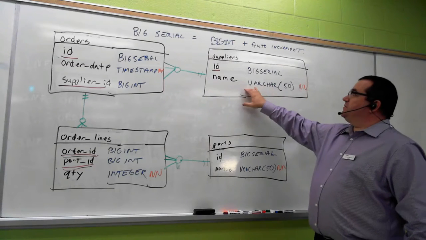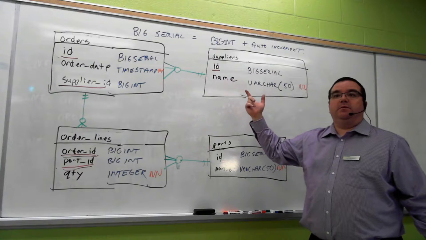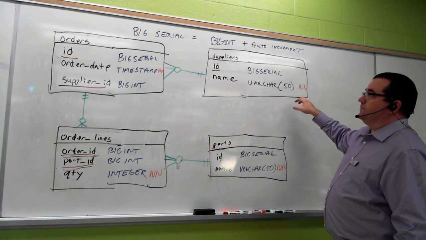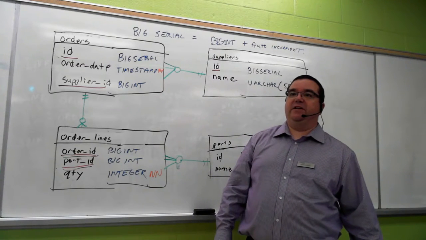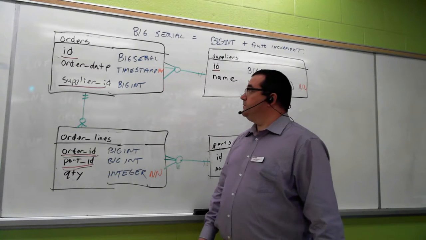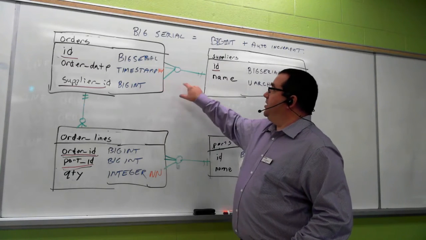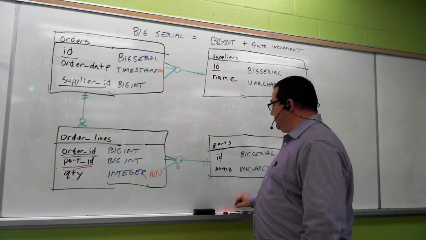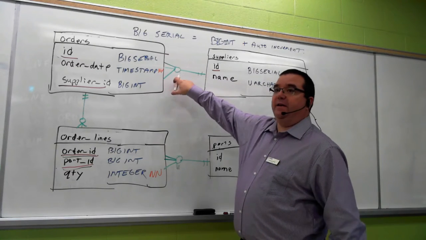Well, in this case, because what's the point of having a supplier if you don't have the name of the supplier? Can you place an order? Should you be able to place an order without giving it a number of some sort, even if it's zero? Yeah, actually in this case, it is not null because of this. Yeah, it's one to many, optional many, mandatory one.